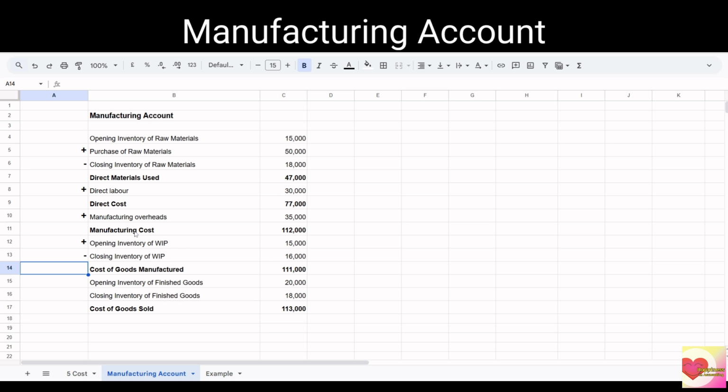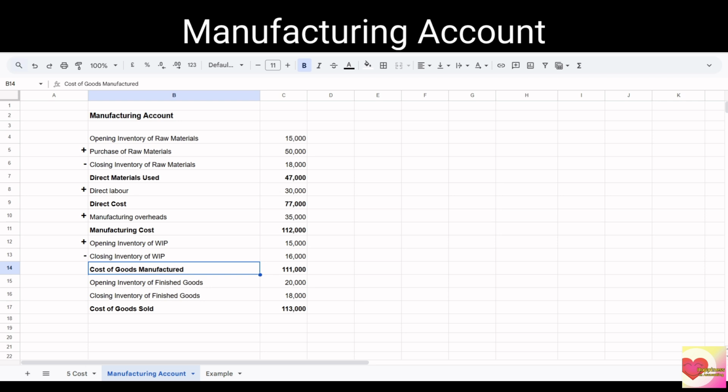We add this to the manufacturing cost and the total will be processed into a finished product for the period. However, not all of this will necessarily be used by the end of the period. There would be leftovers, and these are the closing inventory of WIP. We subtract this amount to determine the cost of goods manufactured or the cost of the finished products ready for sale.